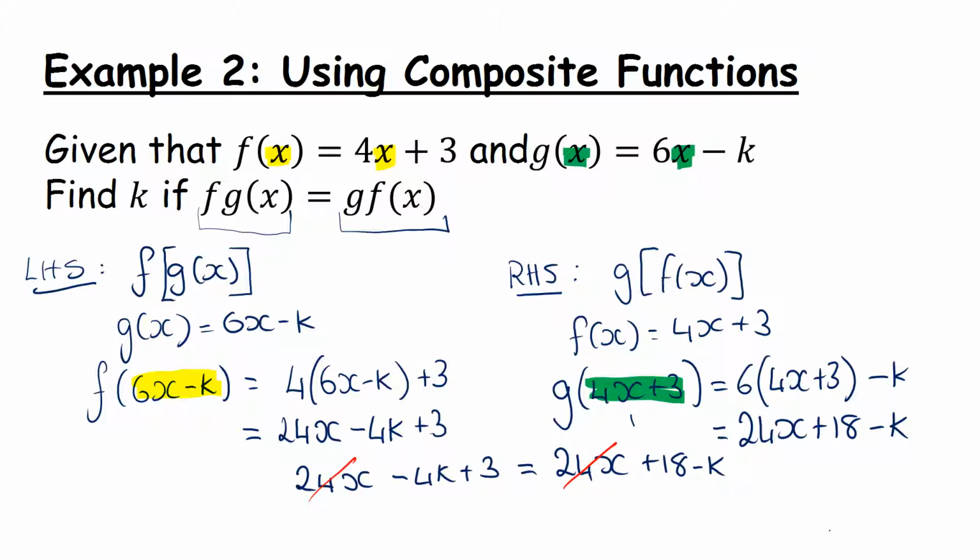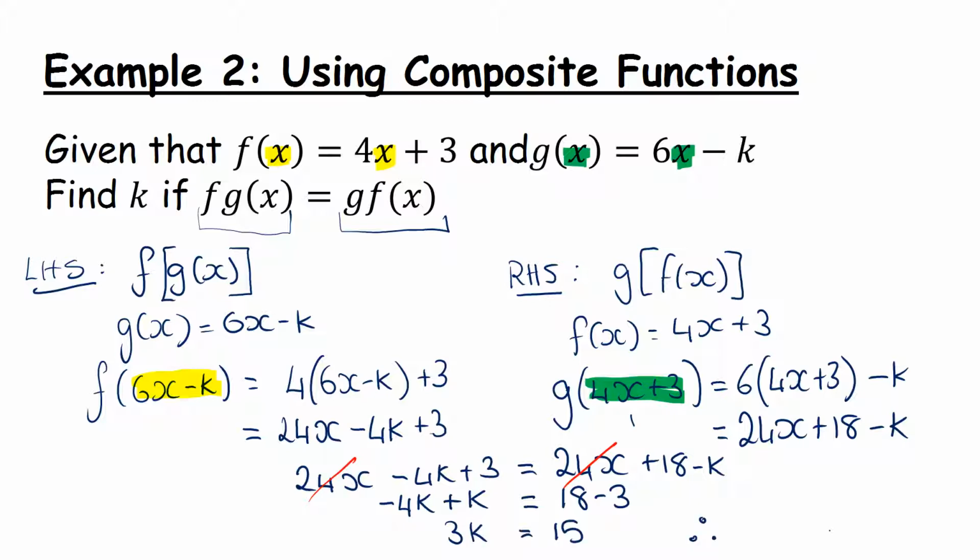So we have minus 4k on the left. I'm going to bring the minus k across. So we have minus 4k plus k. I'm going to bring that plus 3 across as well. So that becomes a negative 3 over here. So what we're left with, 3k equals 15.